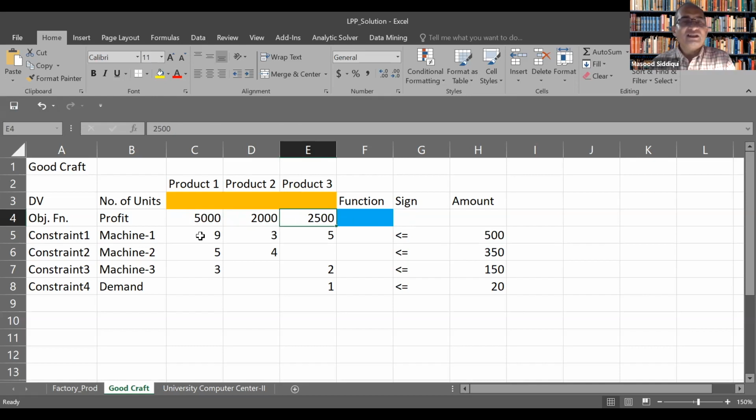And for machine 1, the coefficients are 9, 3, 5. For machine 2, we have coefficients as 5, 4, and 0. For machine 3, the input output coefficients are 3, 0, and 2. And for the demand, 1 for product 3 and 0, 0 for product 2, right? All are having sign less than or equals to. And these are the corresponding amounts: 500 for machine 1, 350 for machine 2, 150 for machine 3, and the demand, that is the 20, right?